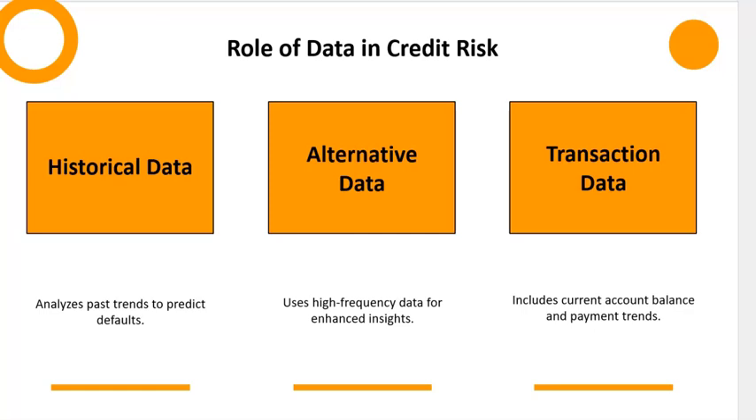Now let's talk about the role of data in credit risk. So data is the lifeblood of credit risk management. Without good data, even the most sophisticated models produce unreliable results. So, three categories of data drive credit risk analysis. First, historical data, which is the foundation.